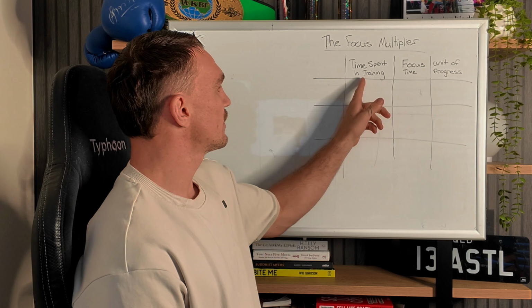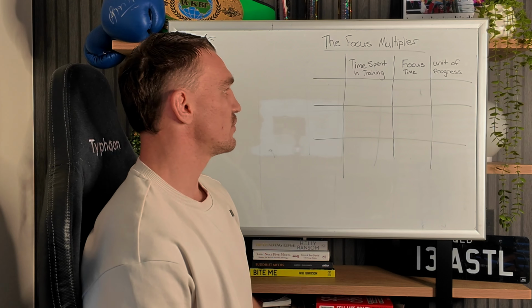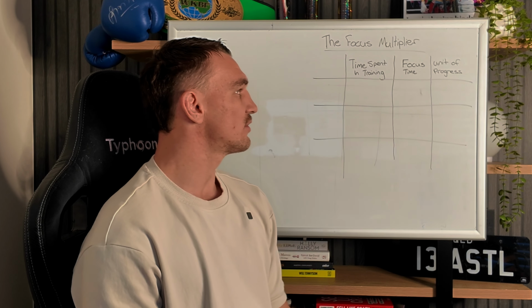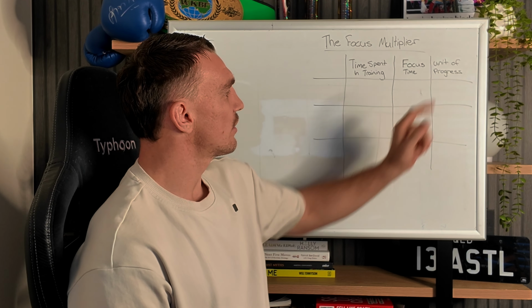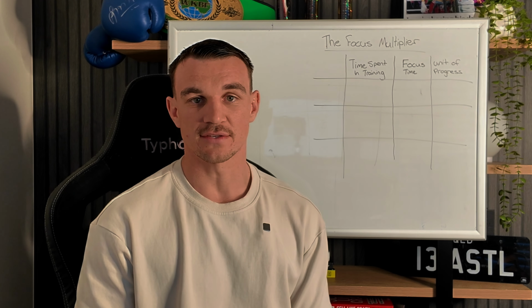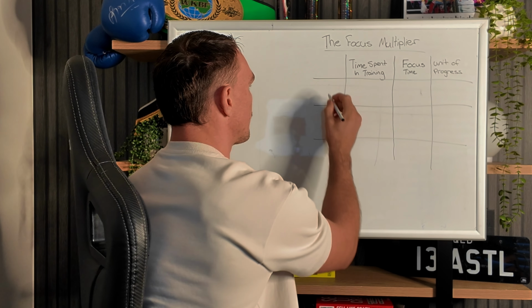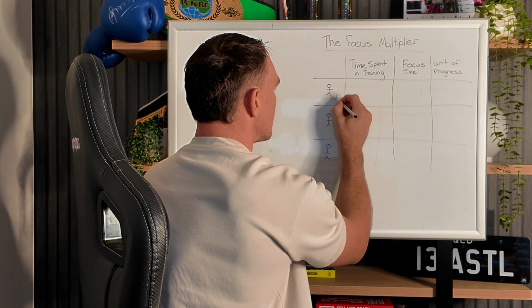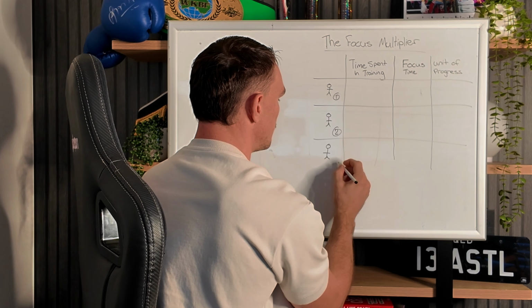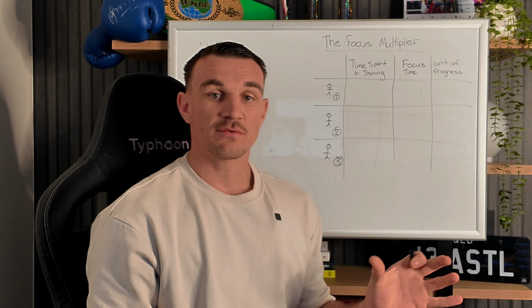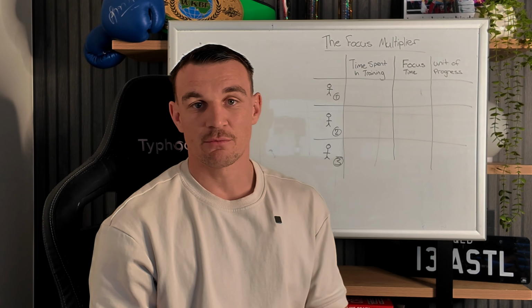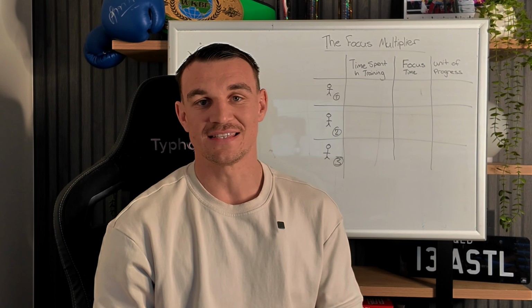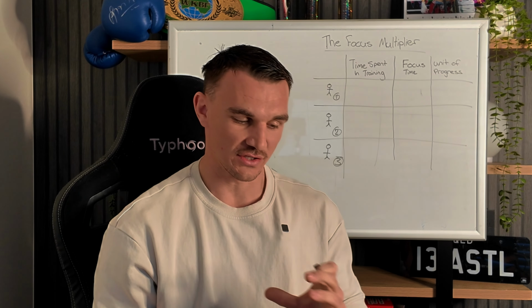We can see here this first graph is called time spent training. The second one is called focus time. And this third one is the unit of progress. So for the example today, we're going to have three people: person number one, person number two, and person number three. Now these three people all spend the exact same amount of time training. They all spend 10 hours training each week, just for our example.